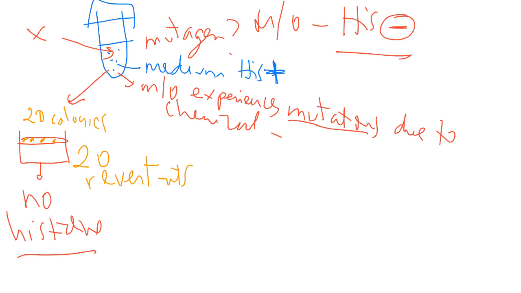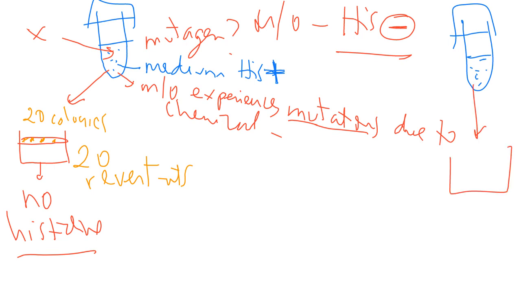What would have happened had we just not exposed to the chemical? How many revertants would normally have appeared by spontaneous mutations? Okay, so we're going to do the same thing, but no chemical. We're going to grow those cells in a histidine negative medium and see how many grow that spontaneously revert by a spontaneous mutation. And let's say 2 colonies appear. So this is the control.